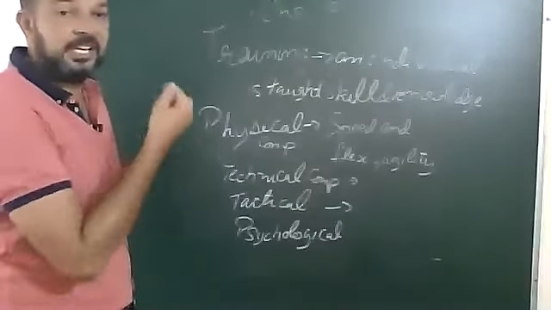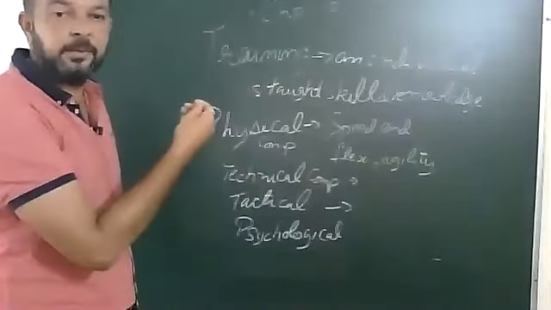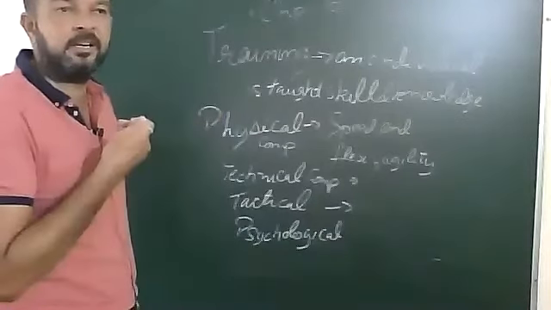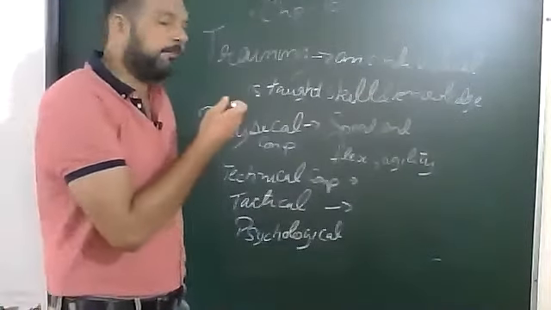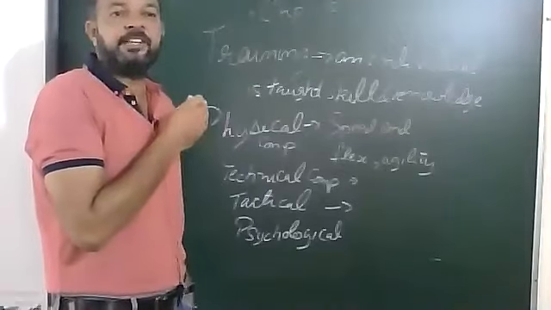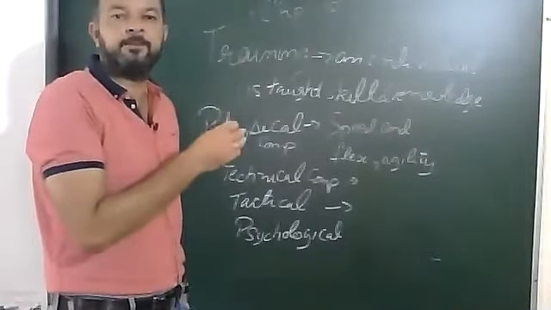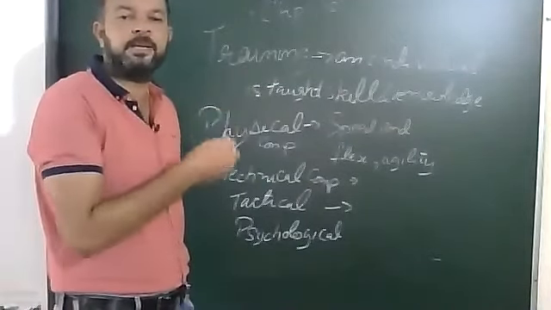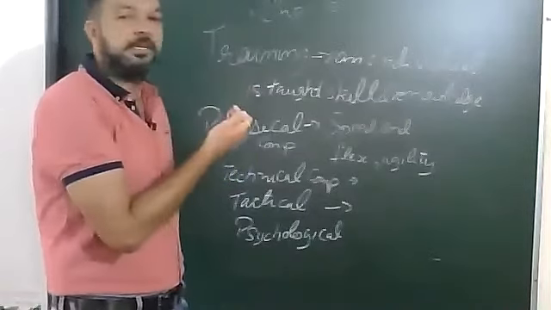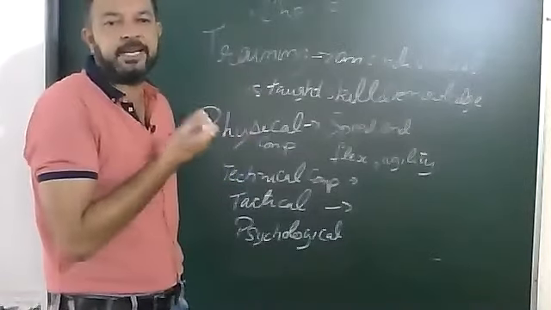Individual is given training about it. Physical component, technical component. Physical component means the different fitness components required for playing a game. What are the different fitness components required for playing a game? That is speed, endurance, flexibility, agility.